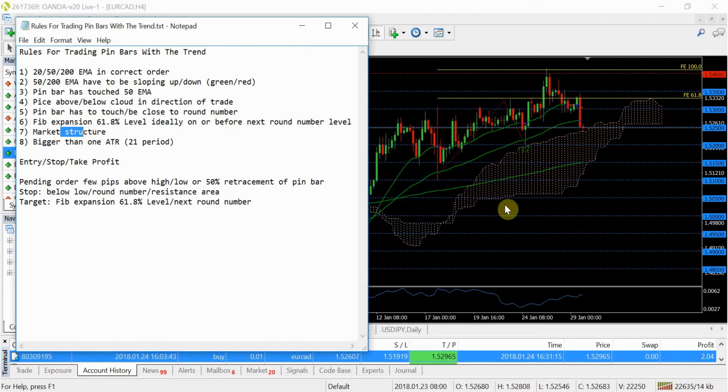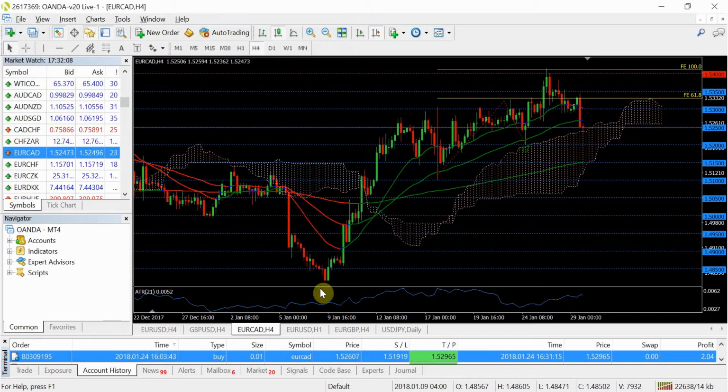So the next one, it says market structure. With market structure, we're looking at higher highs and higher lows for an uptrend. So you've got the initial burst up, it comes down, not very clear where the low is. You come up again, you've got another high, then down. So it is making higher highs. You can see that these highs are going higher, and the lows from there to there is lower.